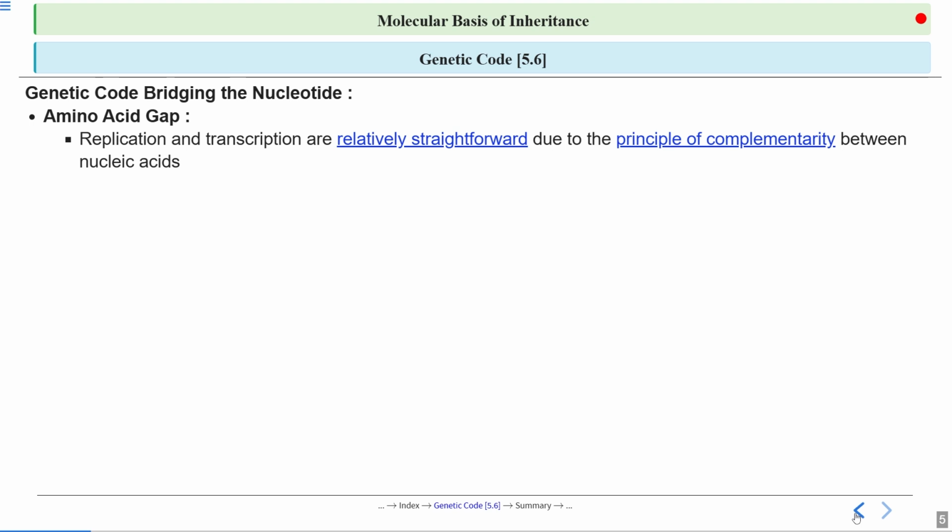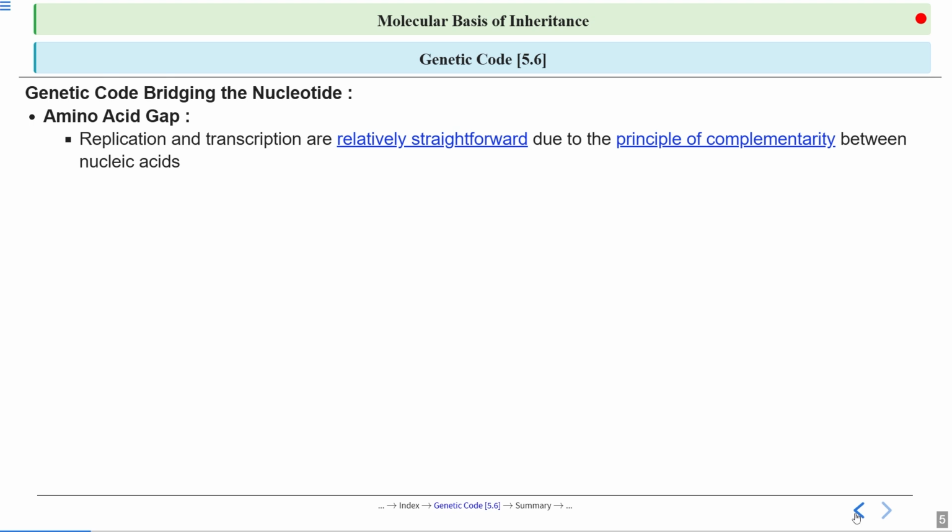We know that replication and transcription are relatively straightforward due to the principle of complementarity between nucleic acids. Even in the case of replication, one is the parental strand and the other strand will be the newly synthesized strand, on the complementary basis. We know that purine is going to complement with pyrimidine, like adenine is going to bind with thymine, and guanine is going to bind with cytosine.